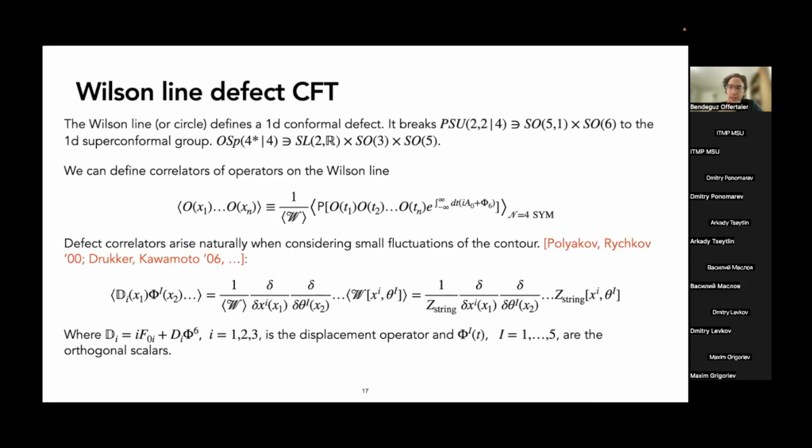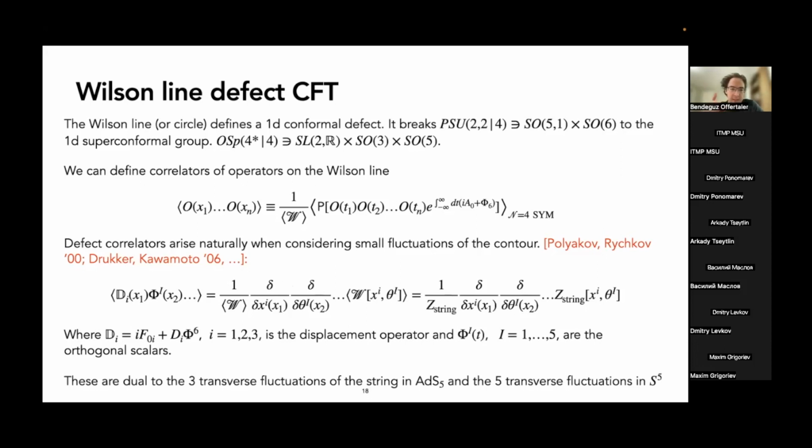Such defect correlators arise naturally when considering small fluctuations of the contour. For example, small fluctuations of the space-time contour in the 3 transverse directions pull down insertions of the so-called displacement operator. And fluctuations of the contour in S^5 insert the 5 scalar operators that do not couple to the half BPS Wilson line. And these displacement operators and scalar operators inserted along the Wilson line are dual to transverse fluctuations of the AdS2 string in AdS5, and the 5 transverse fluctuations in S^5.